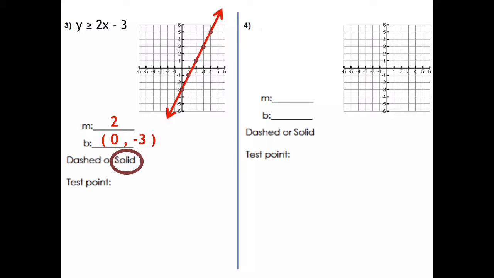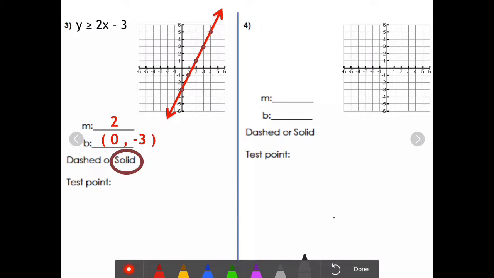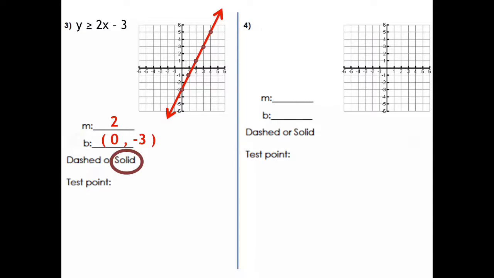All right, so now go ahead and use the test point. Is 0, 0 a test point that you can use? Yes, it is a test point that we can use because 0, 0 is not on the graph. You can see right there, there's the point 0, 0. It's not on that line, so we can use it. So we can use the test point 0, 0, and we are going to plug it into the equation. Go ahead and do that and tell me if it's true or false.